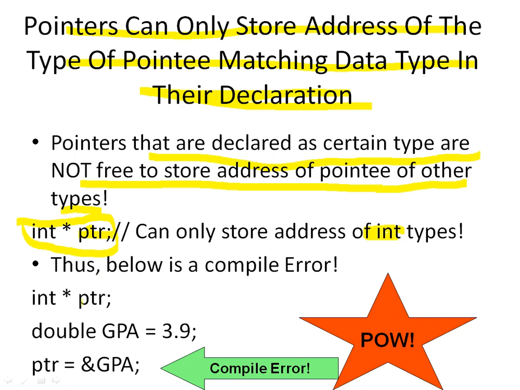Okay, but if I do something like this, int asterisk ptr, then I have a variable called GPA, which is double type, value 3.9, and then I say ptr equal to address of GPA. Wow, this is a compile error. This will not work. Let's take a look at it.